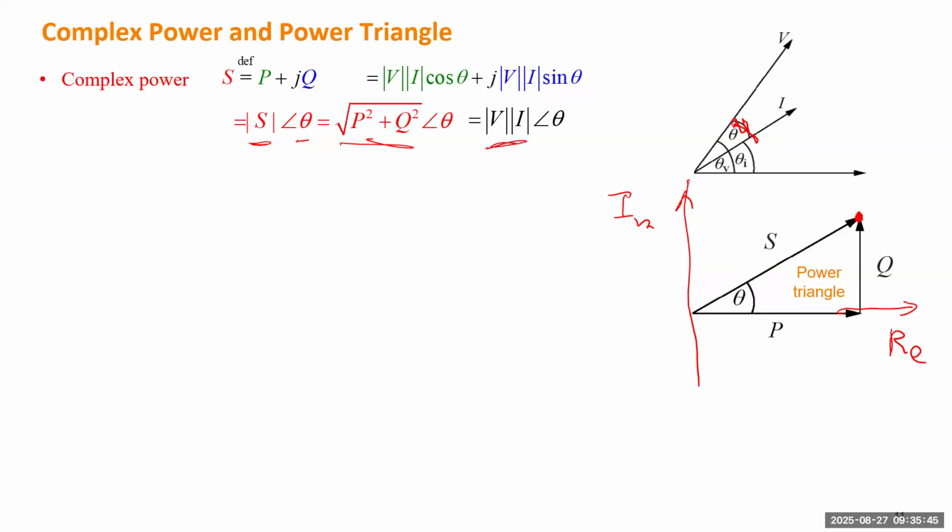Next, we know this is apparent power, this is theta. And we want to find an easier way. We don't want to use this formula all the time to calculate complex power. We want to figure out how to calculate complex power directly from voltage and current phasors.